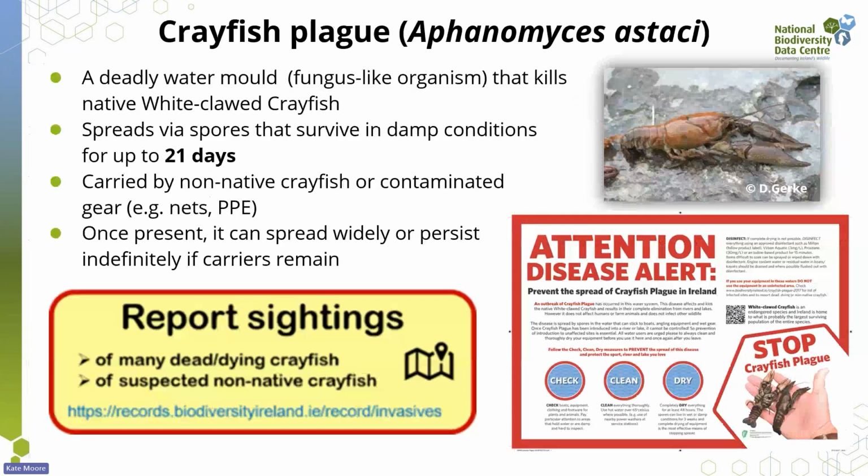So we've discussed some plants and some animals, and now we have an invasive mold called crayfish plague. And as the name suggests, this is a deadly water mold that kills native white-clawed crayfish, and it spreads via spores that survive in damp conditions for up to 21 days. And it can be carried by non-native crayfish or contaminated gear. And once it's present within the system, it can spread widely and persist indefinitely. So we ask that if you find any dead crayfish, that you report those sightings to us, because this could be an indication that there is crayfish plague in that system.